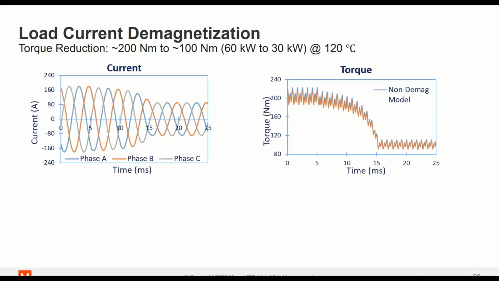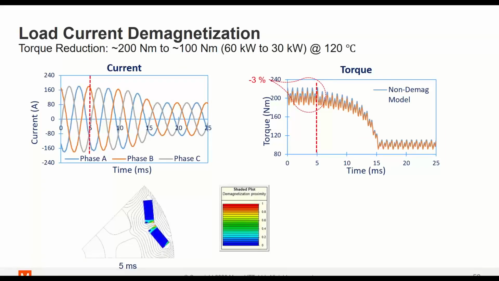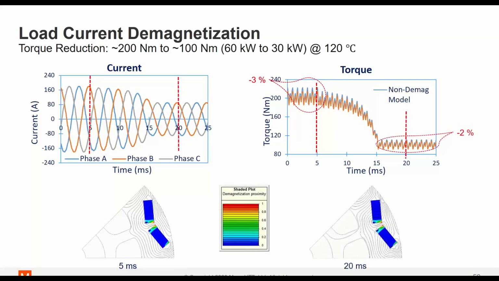In the case where the torque is reduced from 200 Newton meters to 100 Newton meters at 20 degrees Celsius, at 5 milliseconds we can see that the magnets are already demagnetized by the high load current. And at 20 milliseconds, the same portions of the magnets are confirmed to be permanently demagnetized. And Simcenter Magnet can therefore simulate the effects of permanent demagnetization loss, which lowers the motor torque and density.